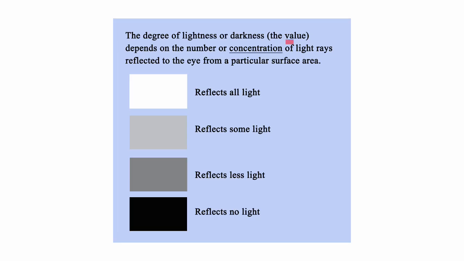The value is the degree of lightness or darkness, and it depends on the number or concentration of light rays reflected to the eye from a particular surface. So a gray surface reflects fewer light rays than a white surface, but more light rays than a black surface. And the more light rays this gray reflects, the lighter it will appear. And the more light rays it absorbs, the darker the gray will appear.